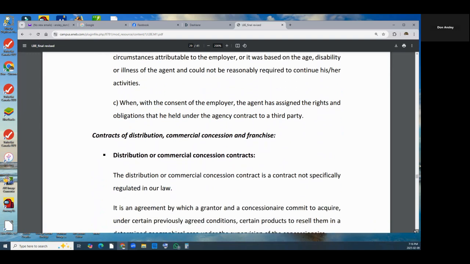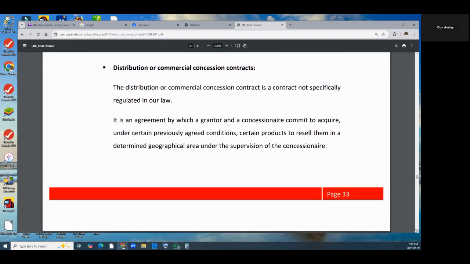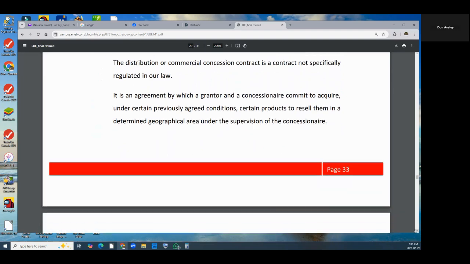Contracts of distribution, commercial concession, and franchise. Distribution or commercial concession contract. The distribution or commercial concession contract is a contract not specifically regulated in our law. It is an agreement by which the grantor and the concessionaire commit to acquire, under certain previously agreed conditions, certain products to resell them in a determined geographical area under the supervision of the concessionaire.